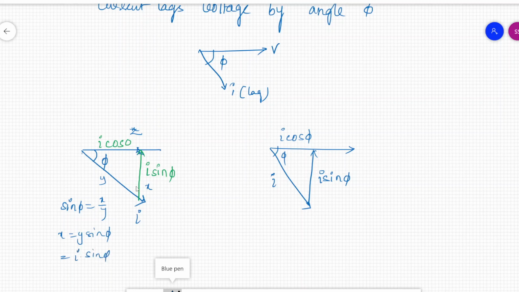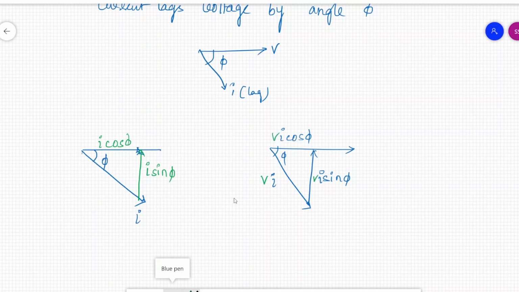So this is how I have written this. Okay, I hope you know this concept. Here the I vector is resolved into two components. They are I sin phi and I cos phi. Now I'm going to multiply by V here, so that we get VI cos phi and VI sin phi.